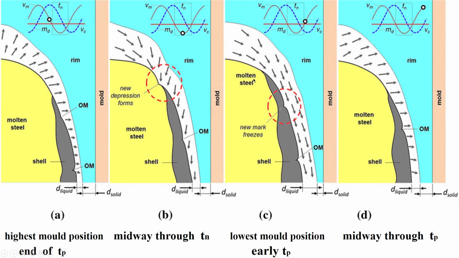Here it was giving a pressure on the solid shell. So, here the direction is almost parallel to the shell, and as you move further in the positive strip time area, the direction here is towards the mould. So, that is what is happening.